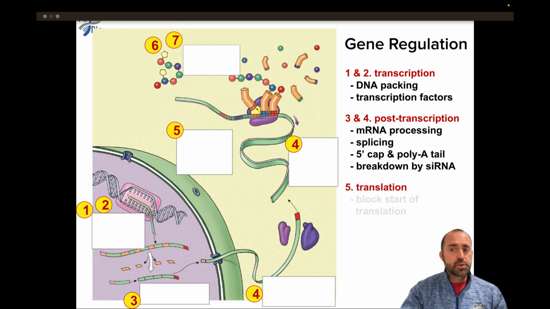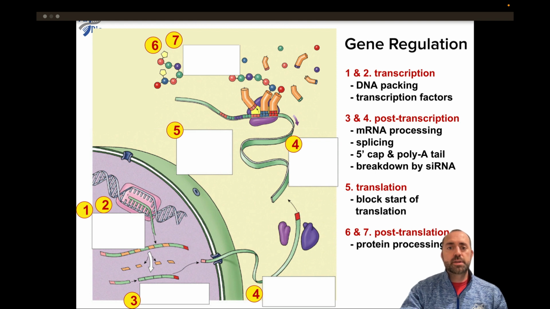You have translational control, where you can block translation using repressor proteins. And then you have post-translational control, where you process proteins to be exported or sent to different places in the cell by adding different groups to it. And you go through protein degradation when those proteins are no longer needed by the cell, by marking them with ubiquitin and sending them through the shredder to be reused to make new proteins.